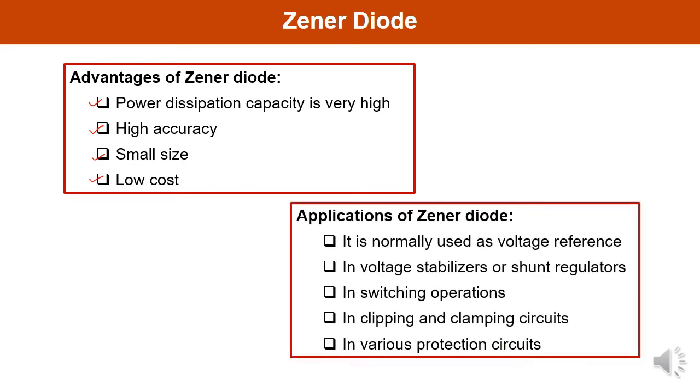What are the application areas where Zener diodes can be used? Zener diodes are normally used as a voltage reference, in voltage stabilizers or shunt regulators, in switching operations, in clipping circuits, in clamping circuits, and in various protection circuits also. You have seen the Zener diode being used for meter protection, against damage from accidental applications of excessive voltage. So these are the various very popular applications of the Zener diode.